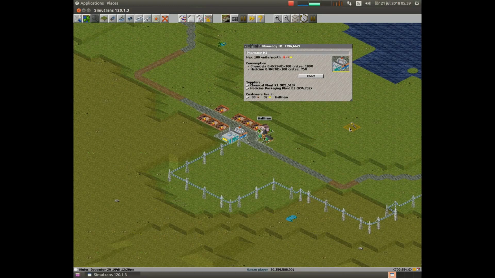Pharmacies use two types of cargo, chemical and medical. So they are similar to the construction warehouse, but the supply chain is not a simple linked chain. It is a chain with branches. And that is what we should take a closer look at today.